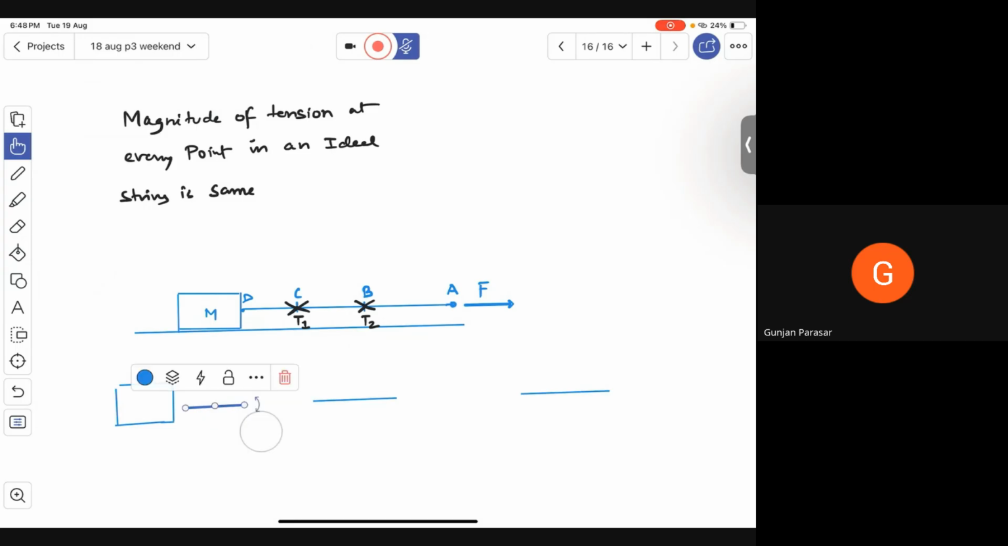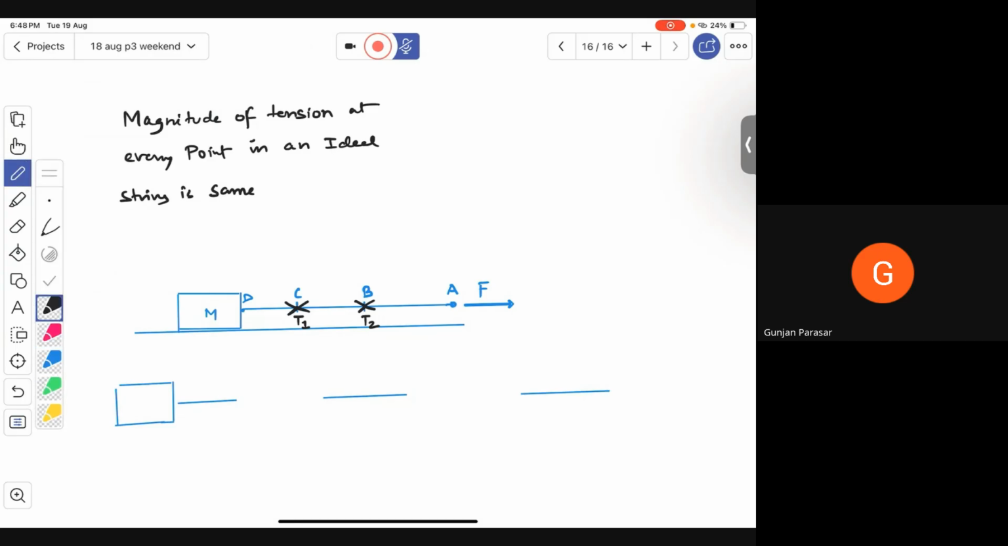If you're not drawing the ABD on paper, you must be drawing it in your head: how the tension will be acting. So AB, maybe I'll write the names as well. This is AB, BC, this is CD. So we are pulling the end A with force F. Then the tension on AB, the one which is acting at B, must act along the string.